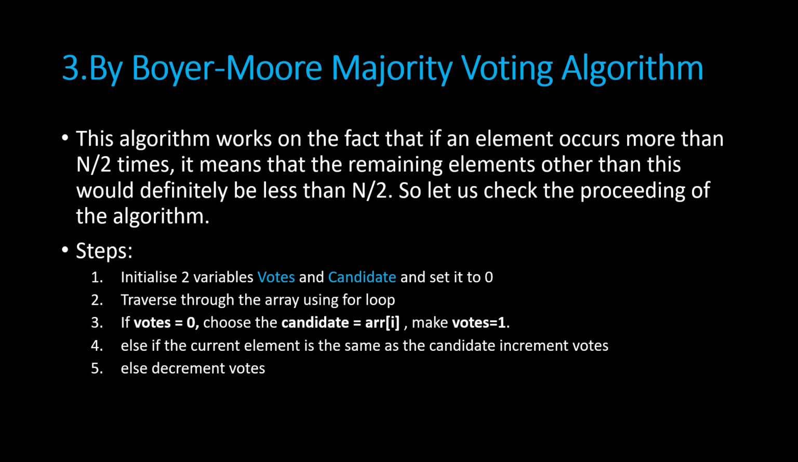If the count becomes 0, it means that the current candidate is no longer a potential majority element. In this case, a new candidate is chosen from the remaining elements. The algorithm continues this process until it has traversed the entire array. The final value of the candidate variable will hold the majority element.